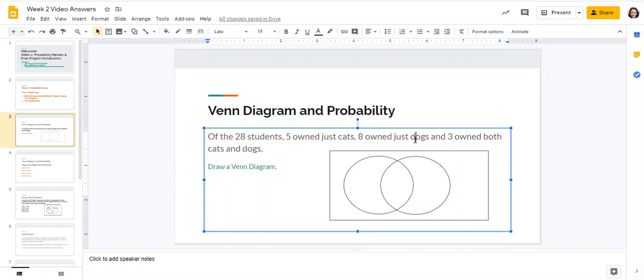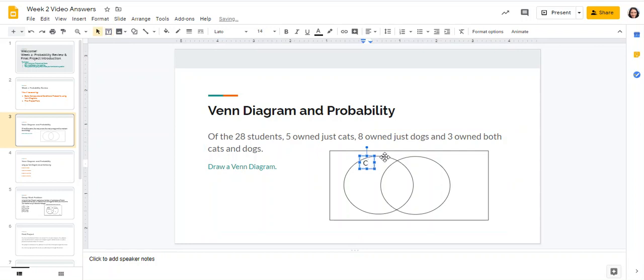So we can use a C for cat and a D for dog, and I'm going to put in text boxes. C for cat and D for dog. And sometimes we've had to figure out some complicated numbers in here, but this one's telling us that 5 own just cats. So we know that if it's just a cat, it's 5, and it tells us 8 are just dogs. So that goes over here. And 3 students own cats and dogs, so that goes in here.